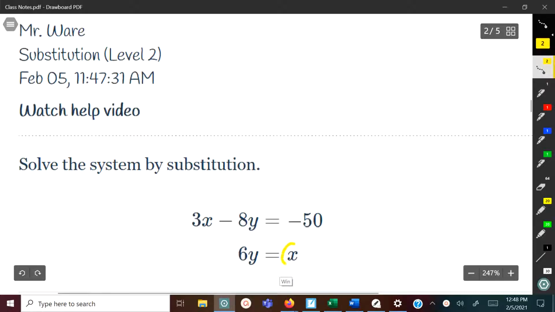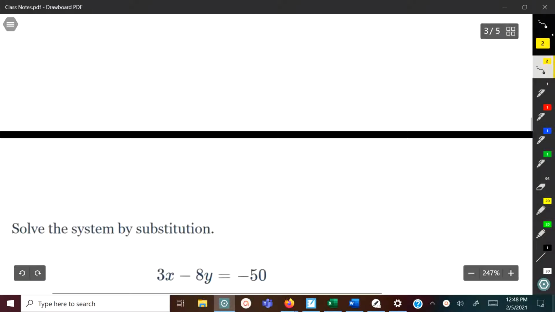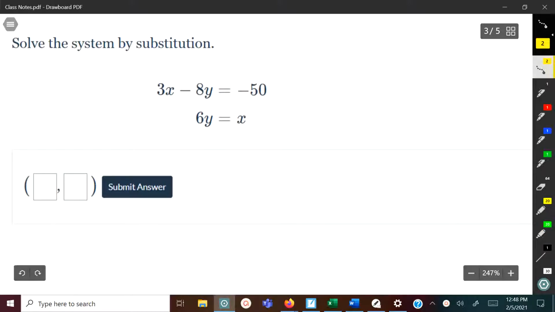As you see, this is already equal to x, and what we're going to do is take that and substitute it here and then solve. Then do another substitution on the back end. So let's take a look at a couple of examples. In this first example, we've got 3x minus 8y is equal to negative 50, and 6y is equal to x.